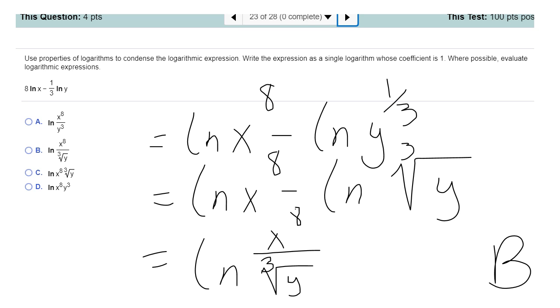Here is another log that is expanded, but we want to put it all back together in a condensed form. I notice there's subtraction, so that came from a fraction, and I also noticed there was a 1/3 and an 8 as coefficients. Those coefficients, or numbers in front of the natural log, would really be exponents. My final answer is B, natural log of x to the 8 over cube root y.